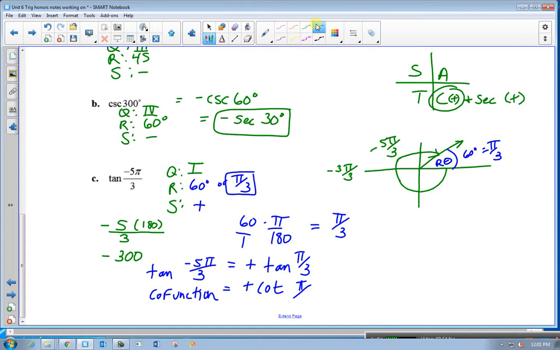If this is 60, is it pi over 6? Pi over 6, yes, because pi over 6 times 180 over pi is 30. And so our reference angle was 60, pi over 3. So then we need this cofunction to be the complementary angle. Are we wrong? I think we're good.